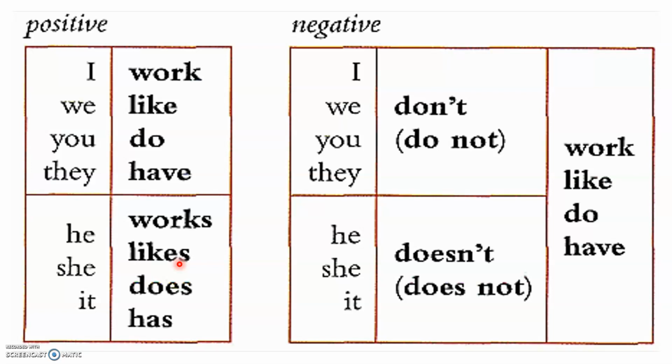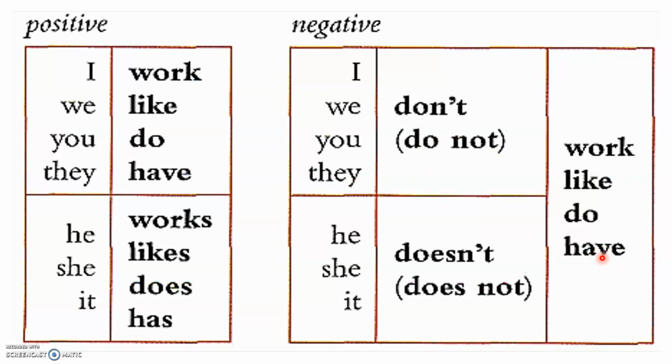If we have a plural subject or I, we, you, they, we add don't, then the base form of the verb. If we have a singular subject, she, he, it, we need to add doesn't, then the base form of the verb. So for example, I don't work every day. We don't like to eat meat, for example. They don't have any homework, for example.